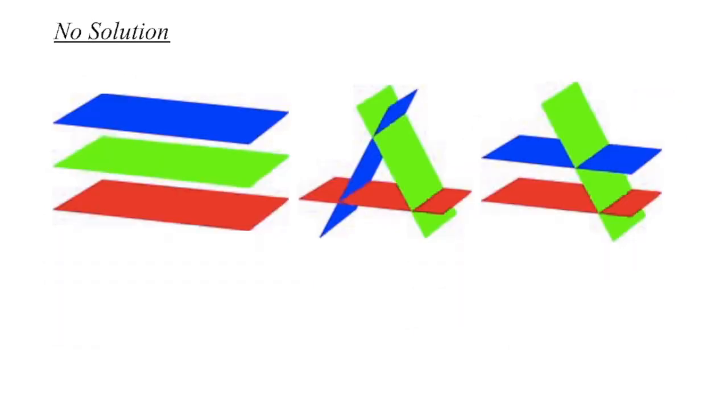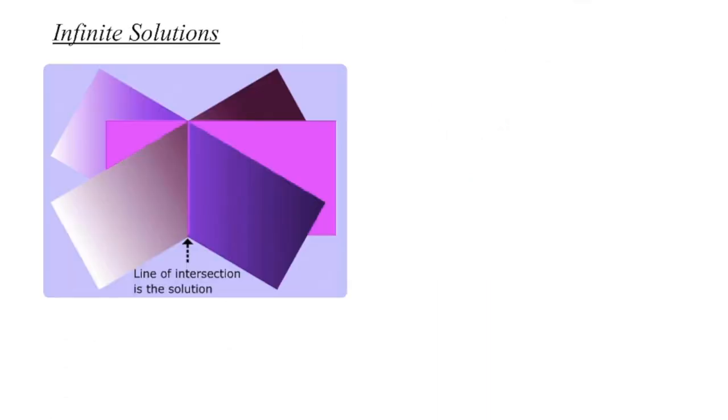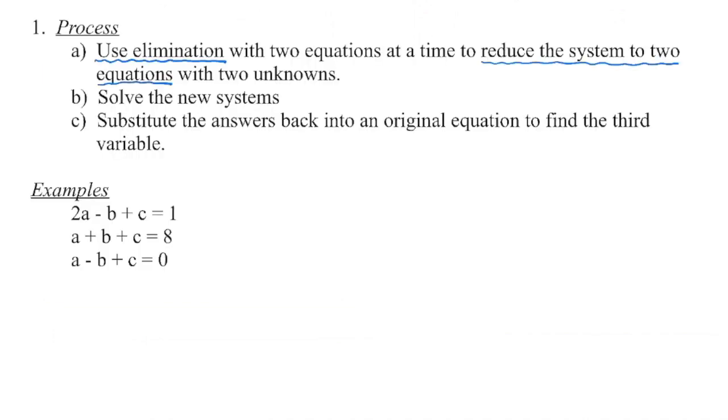Now we could end up with no solution if there's no point at which those three planes intersect, or we could have an infinite number of solutions if the three planes intersect on a line. But for today, we're going to take a look at how to solve a 3x3 system where there is one solution. What is that ordered triple those three planes intersect at?